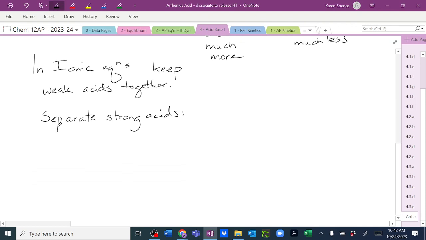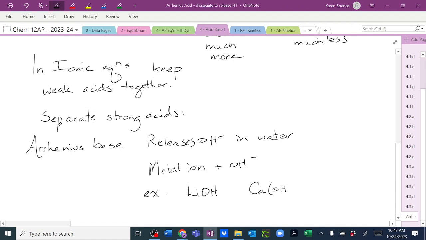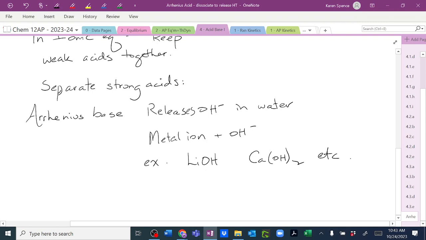All right, what is an Arrhenius base? It releases OH minus in water. And what would be attached to the OH? Like what does it come with? Metal ion. So for example, LiOH, CaOH2, etc. Yes? Or ammonium, yes.